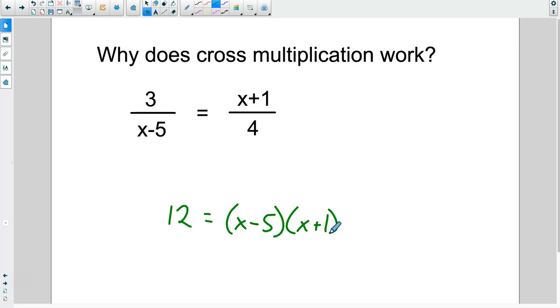It's been proven to work. And actually, I like that. It's been proven to work. But we're going to reprove it really quickly here.